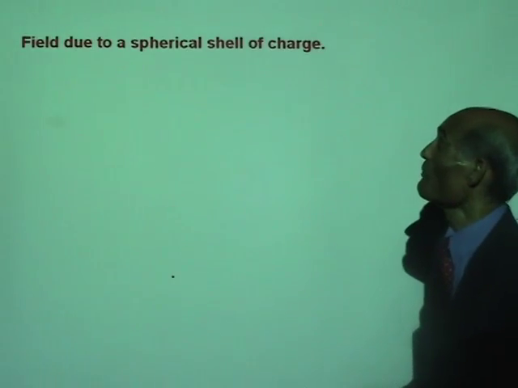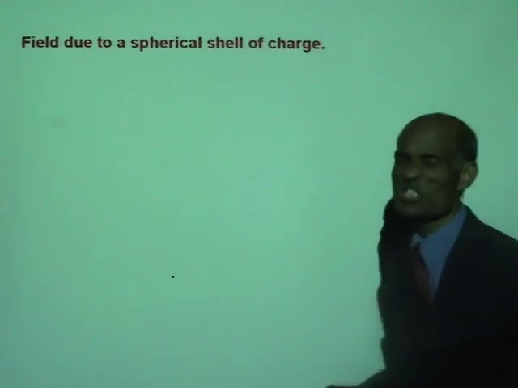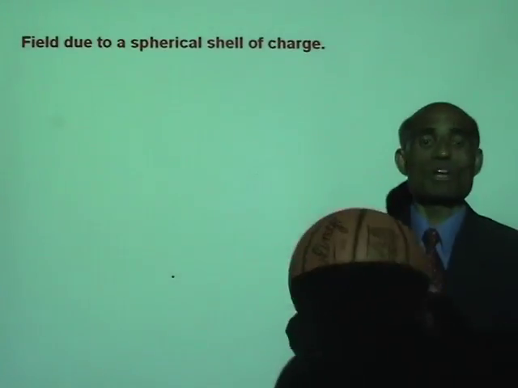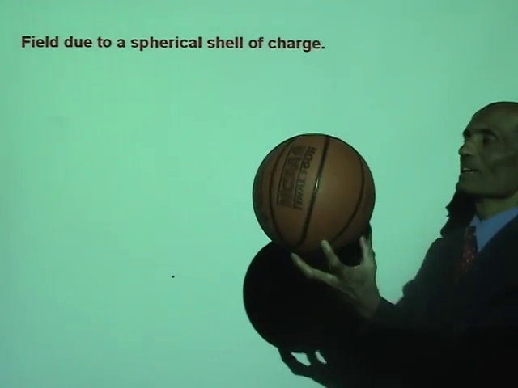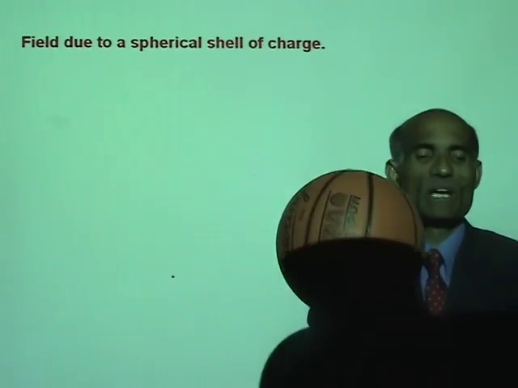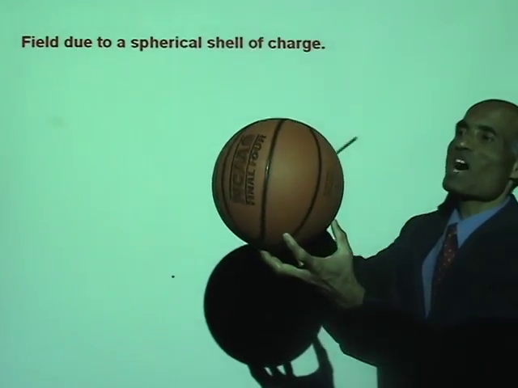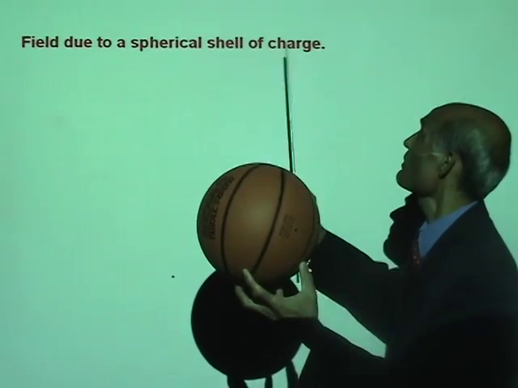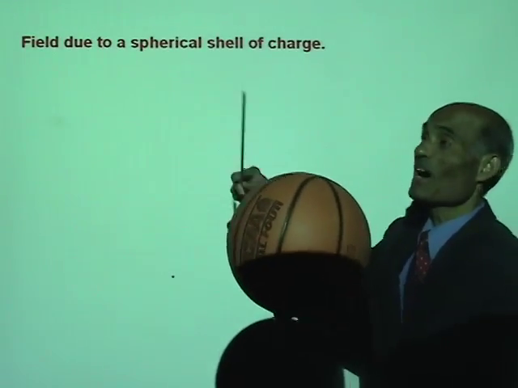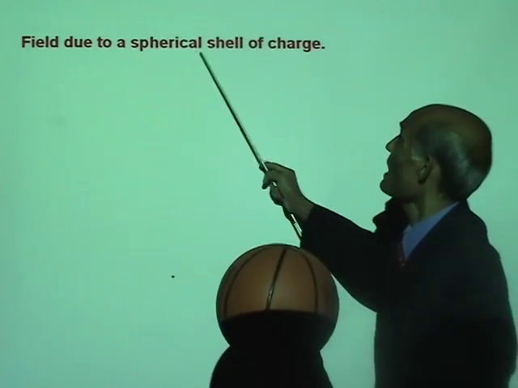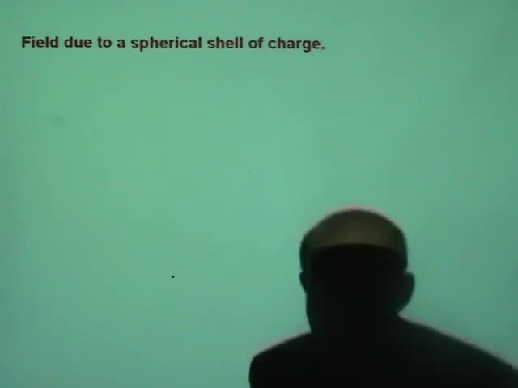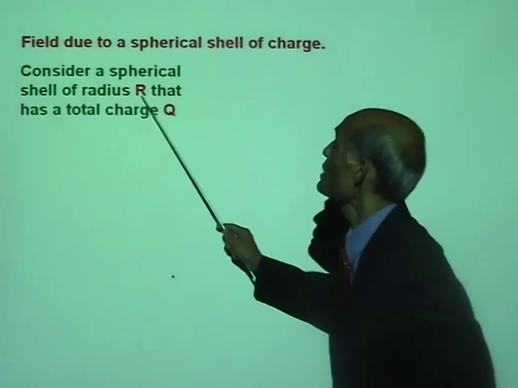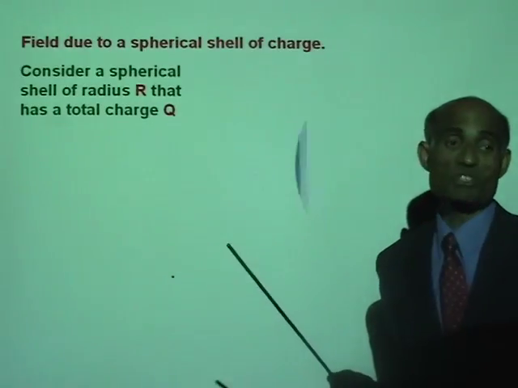Let's now talk about field due to a spherical shell of charge. What is a spherical shell? Well, actually a basketball is a good example of a spherical shell. Inside it is hollow, and we have a certain amount of charge distributed on the surface of the basketball. We need to find the electric field at any point inside or outside due to the charge on the spherical shell. Alright. Now consider a spherical shell of radius r that has a total charge q.